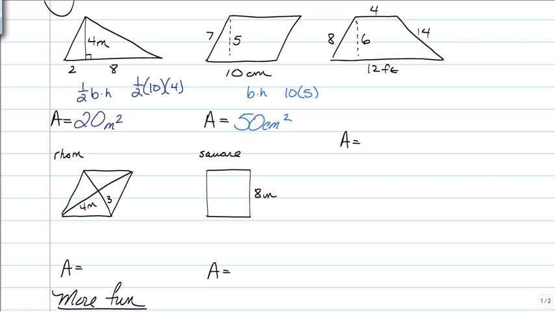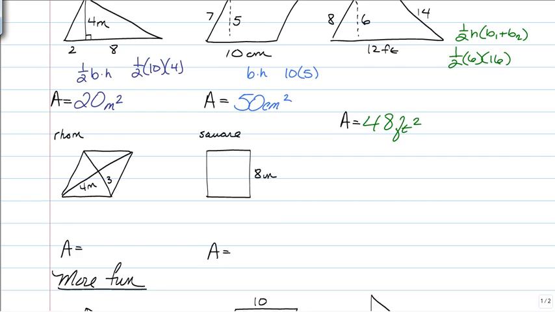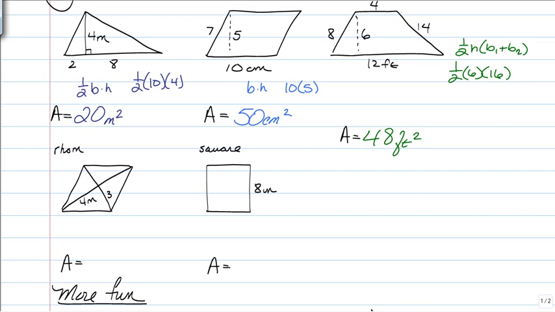The trapezoid, you have to use your 1/2 times the height times the sum of the bases. So you have 1/2, your height is 6, and the sum of the bases is 4 plus 12, which would be 16. So 1/2 of 6 is 3 times 16 is going to give you 48 feet squared. All right, so as you can see, it's pretty simple if you use the correct formula and you have the correct information.